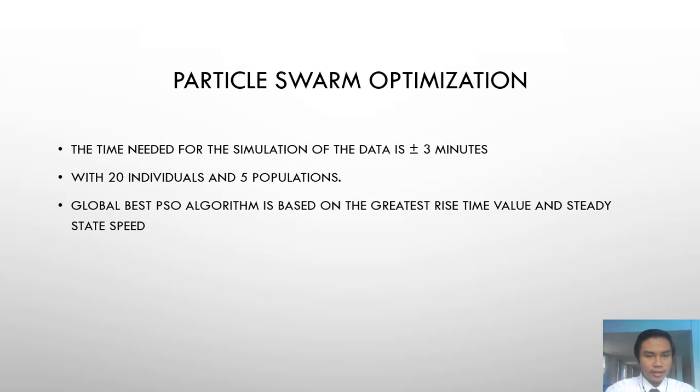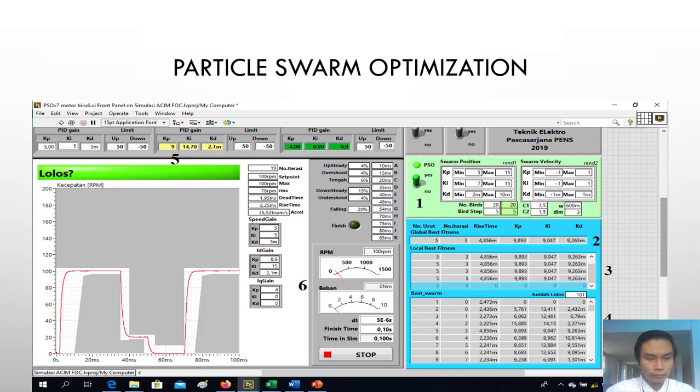Okay, particle swarm optimization. Number one is the time needed for the simulation of the data is plus minus 2 minutes, with PSO with 20 individuals and 5 population. Number two is global-based PSO algorithm, based on the greatest rise time value and then steady state speed, in its result of particle swarm optimization.